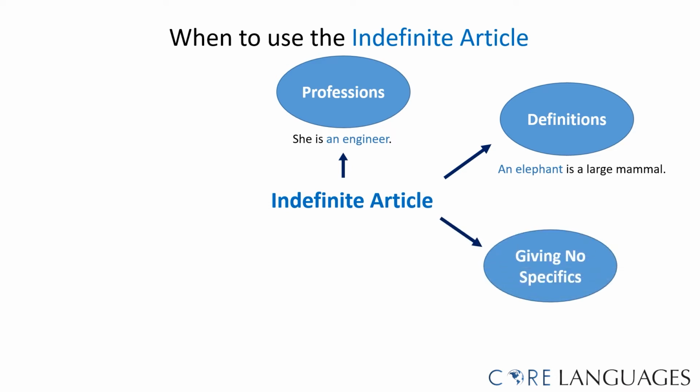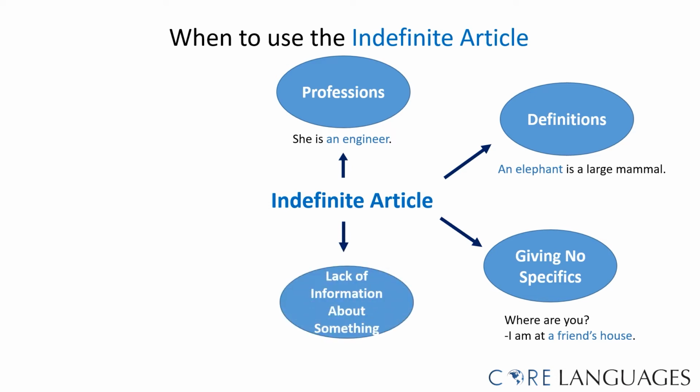We also use the indefinite article when we choose not to give specific information. For example, where are you? I am at a friend's house. When we lack information about something, we also use the indefinite article. For example, a customer is asking for you.